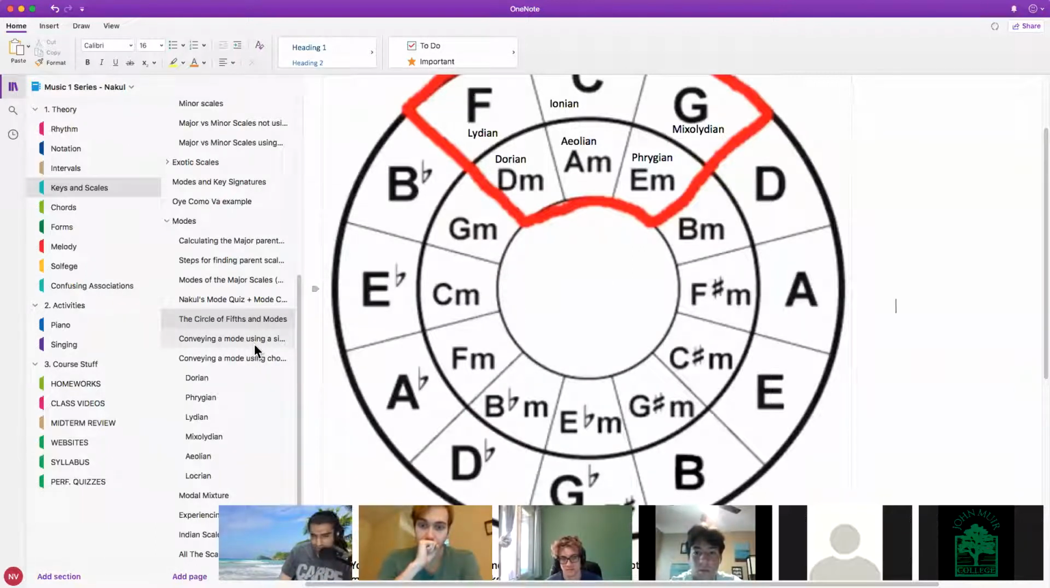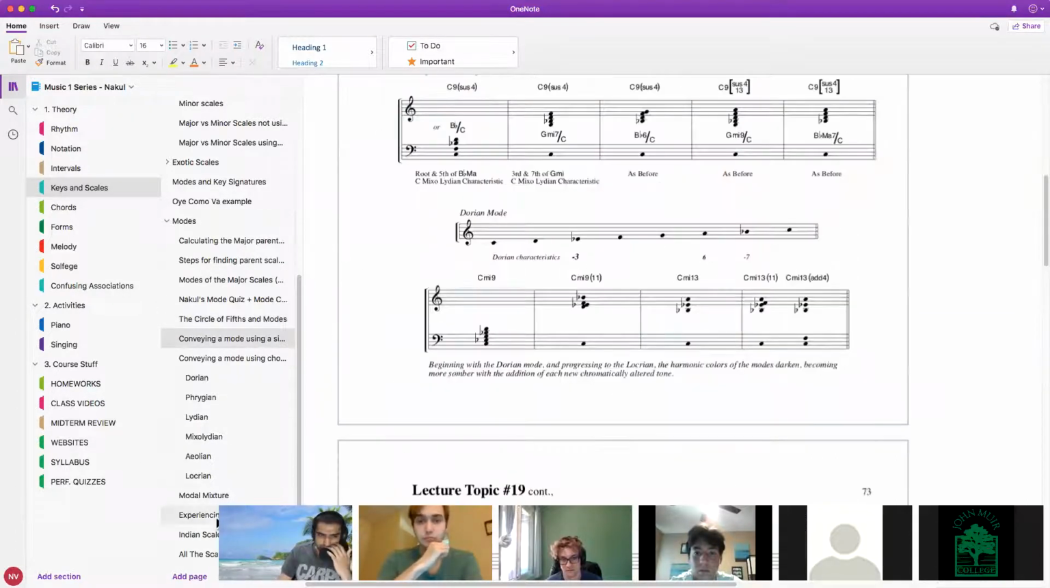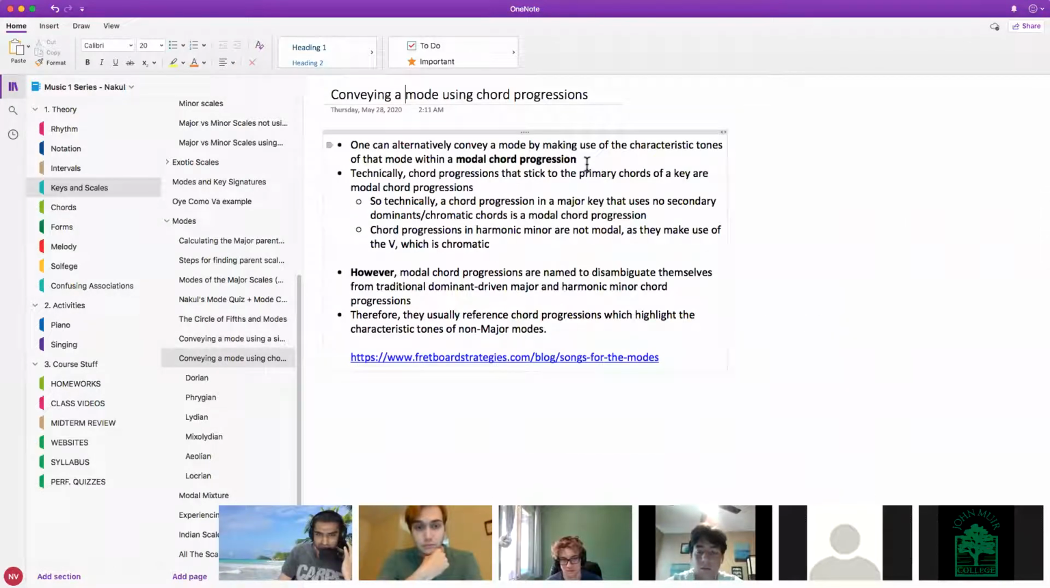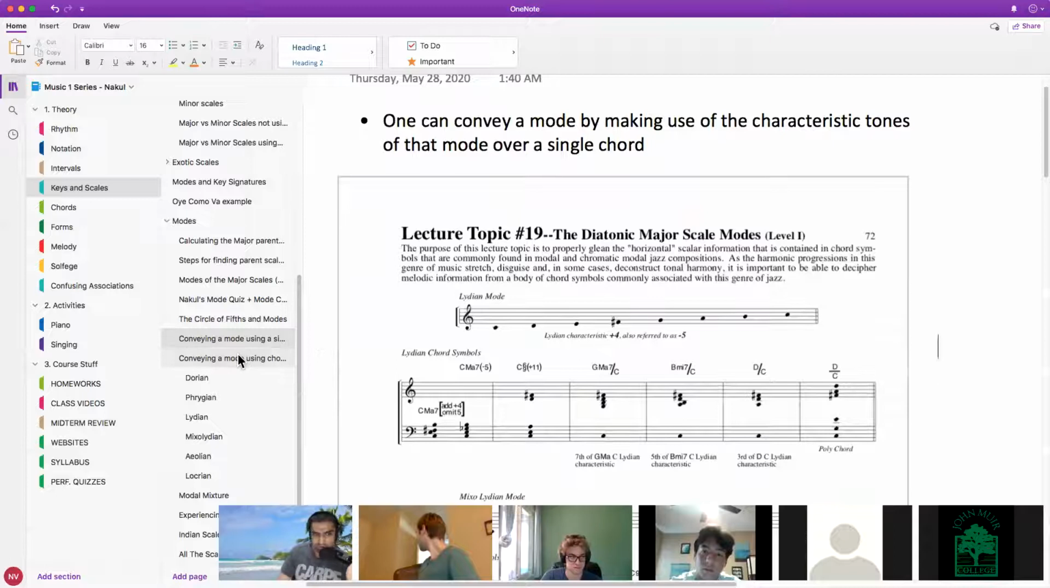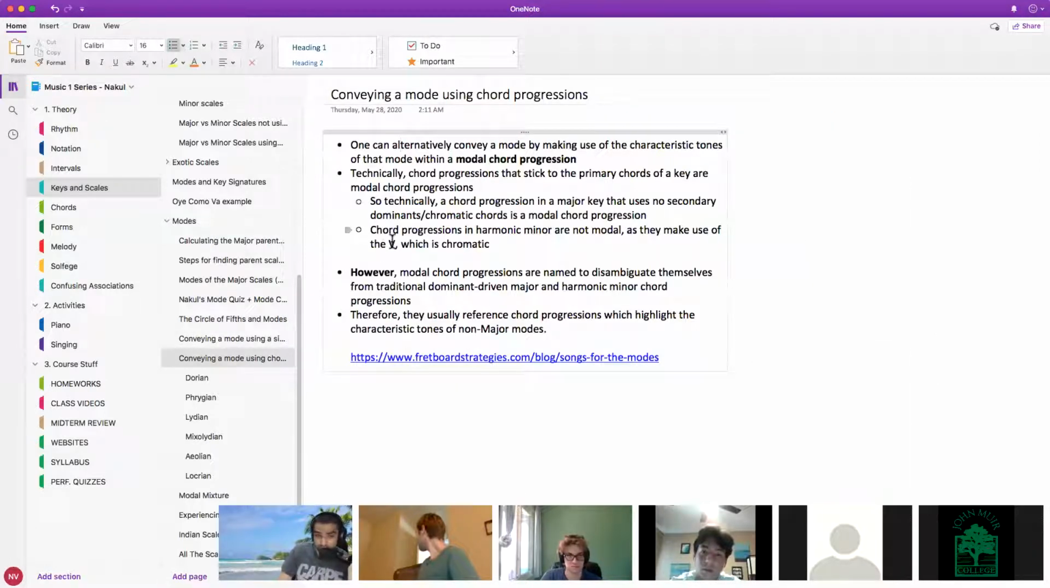In fact, there is a homework question about that. So if you want to answer that 5-point question of what a modal chord progression is, you could just copy and paste this in case you don't understand this. If you're really anxious to start doing your homework, you could look at this. Because we talked about using modes, how a single chord can communicate a mode, but we haven't talked about how a chord progression can actually connote a mode.